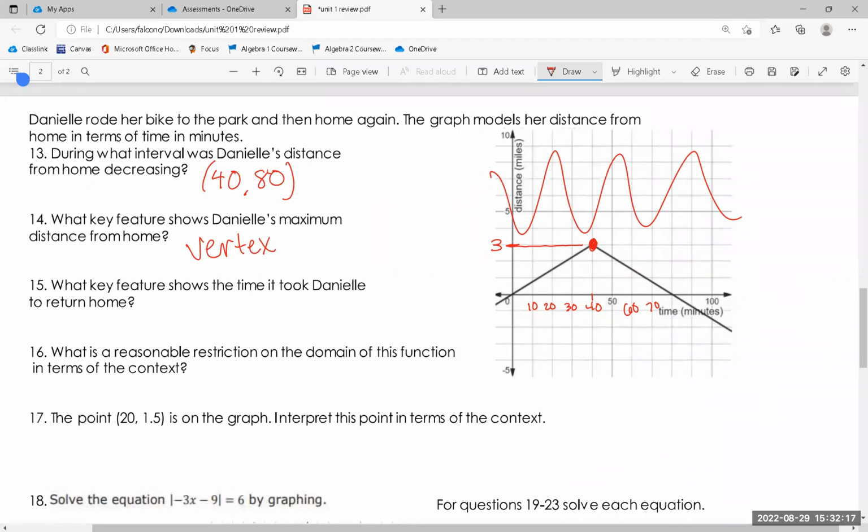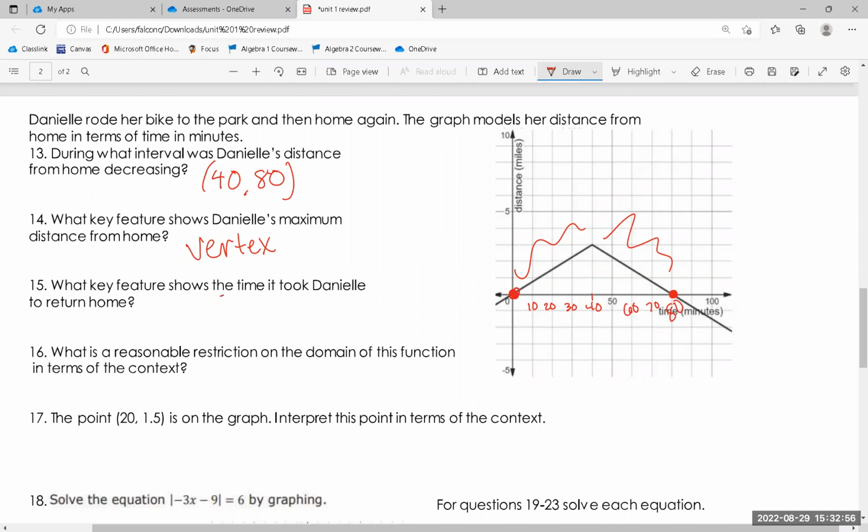All right, and then what key feature, number 15, what key feature shows the time it took Danielle to return home? So thinking about this, she starts at 0, right? 0 time, 0 distance, she hasn't gone anywhere. And then once she gets over here to 80, so x equals 80, that's when she's back at home. First half of the graph is when she's on the way to the park. Second half of the graph is when she's coming home. So it's asking us what key feature shows the time it took for her to come home.